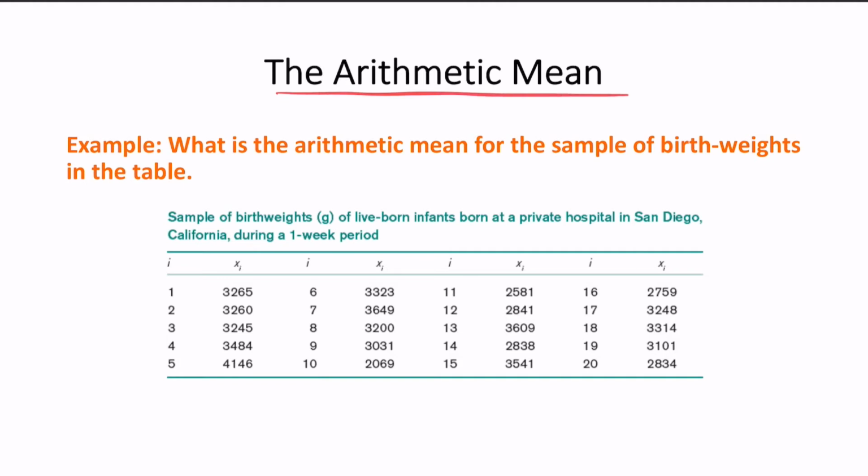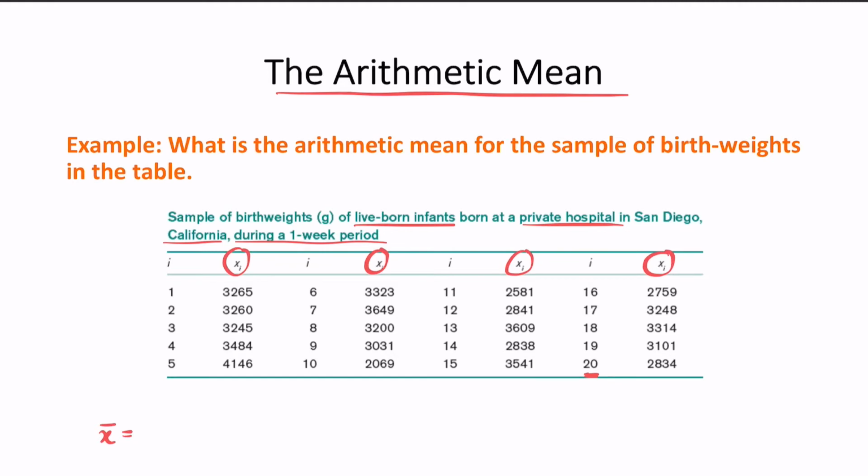So this is the sample of birth weights of live-born infants at a private hospital in San Diego, California, during a 1 week period. So you have all the values that you want. For example, how would you calculate x bar here? You have to calculate it by taking in the observations. The observations are xi, all of these values. There are 20 observations in total.